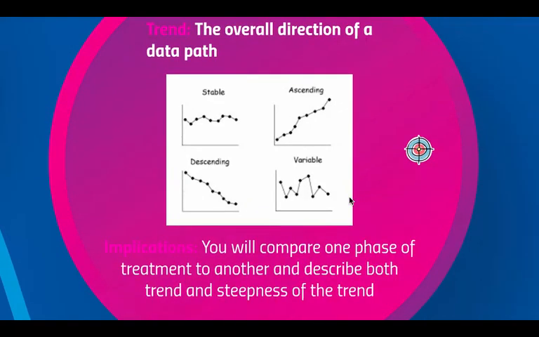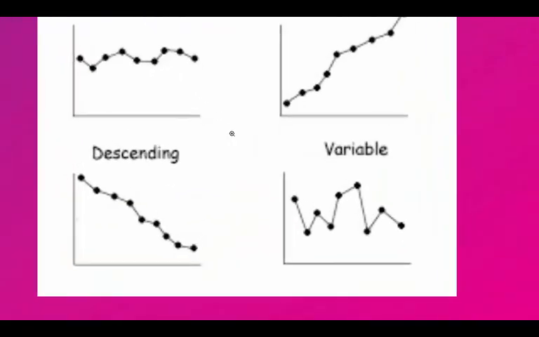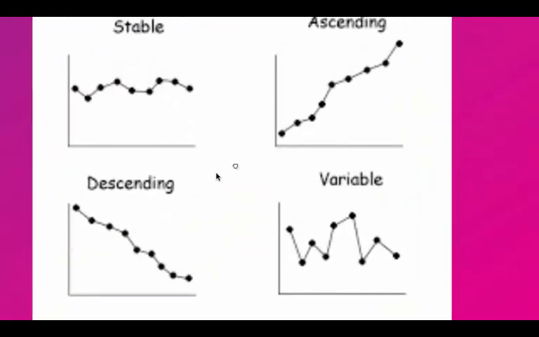And then finally, the next thing we will look at on a graph is what is referred to as the trend of the data. And essentially what that means is what is the overall direction of a data path. What direction are we going? And the labels that we use, and you will use as a registered behavior technician as well, is that you could have a stable trend, and this display right here would represent that. That's a stable trend in behavior.